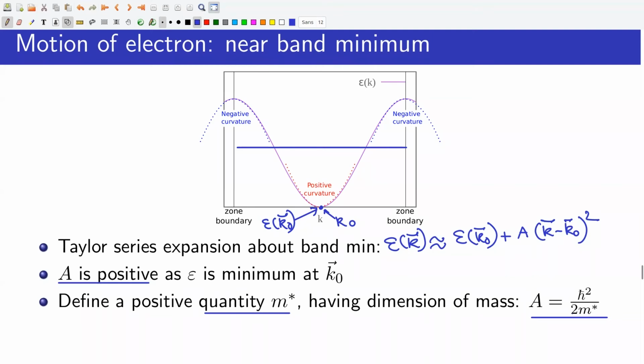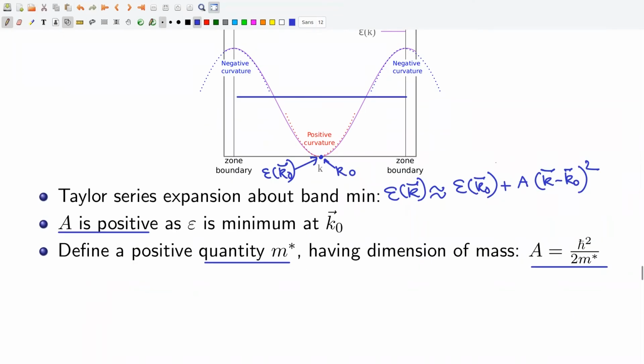Replacing this in the equation, we get E of k is equal to E of k0 plus h cross square by 2 m star times k minus k0 whole square.